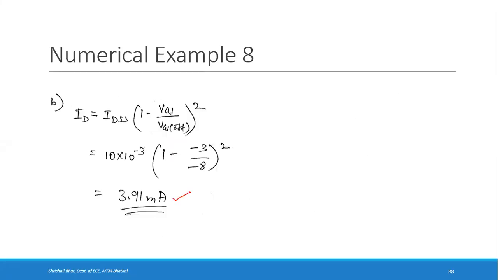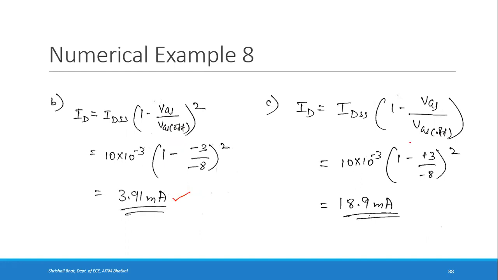So use the same equation and substitute VGS as +3. If you substitute and get the answer, you will get 18.9 milliamps. It is more than what you had for -3, right? So whenever VGS is positive in an N channel DMOSFET, the drain current will be higher because it is in enhancement. So this is the way: use the same equation, just substitute and get the answers.